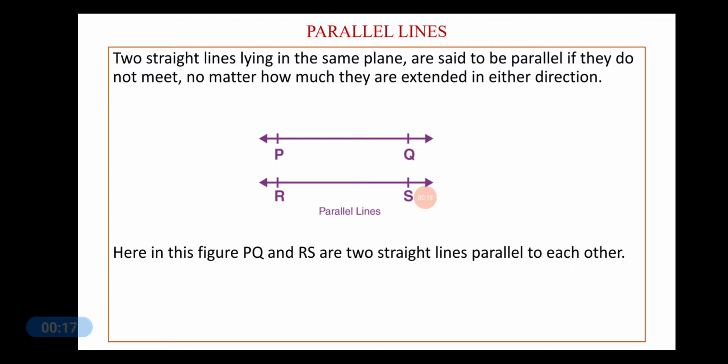What are parallel lines? Two straight lines which are lying on the same plane are said to be parallel if they do not meet, no matter how much they are extended in either direction.